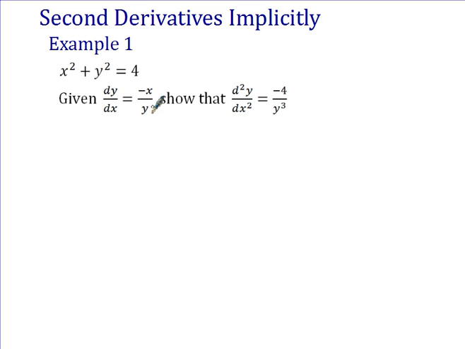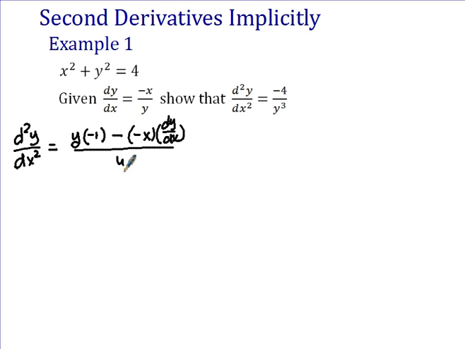My first derivative is negative x over y. We're going to be finding the second derivative. And notice that my first derivative here is a quotient, so we need to use the quotient rule, which is g times f prime minus f times g prime over g squared. So g times f prime, which would be negative 1, minus f, which is negative x, times g prime, derivative of y, which would be dy dx, over g squared, in this case y squared.